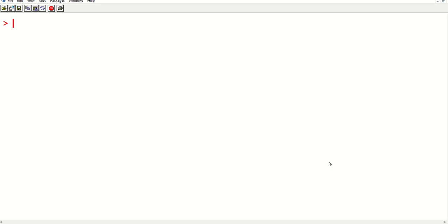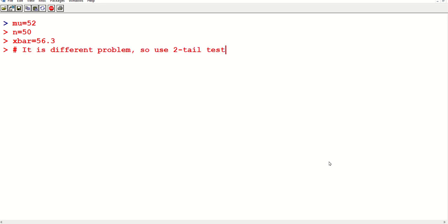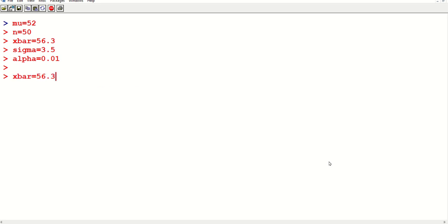Okay, so let us start the problem. If you look at the problem, what is the first thing? Mu is equal to 52. And what is n here? n is 50. What is x bar? 56.3. Sigma is 3.5. Alpha is 0.01.